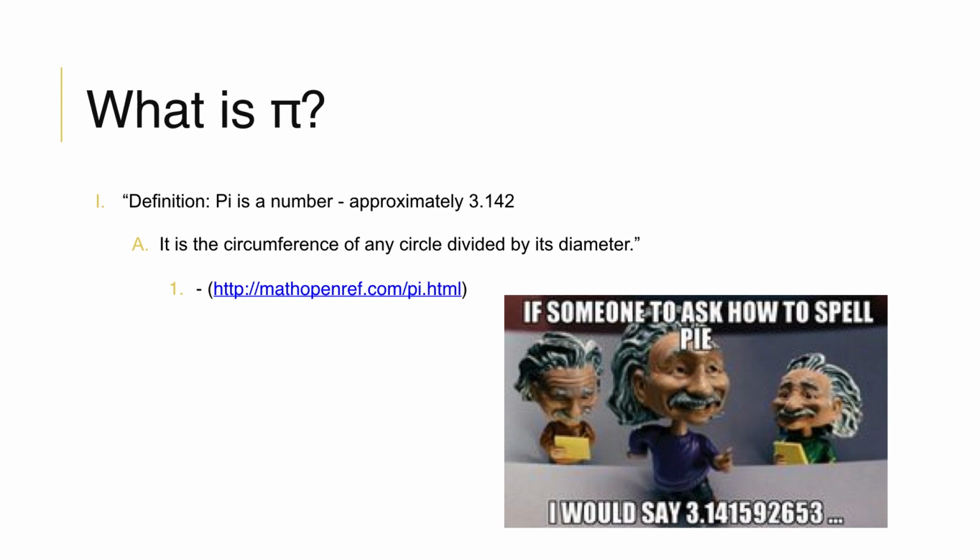Well, what is pi? The definition of pi is actually a number. It is approximately 3.142, but we will be using it as 3.14. It is the circumference of any circle divided by its diameter.